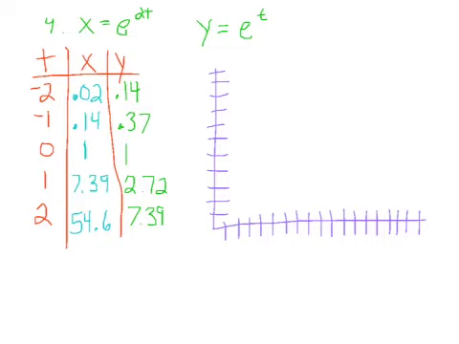We have a point at 0.02, 0.14, so that's going to be extremely close to 0. 0.14, 0.37, again, extremely close to 0. 1, 1, there we go, a point we can actually graph. 7.39 and 2.72, so about right there.